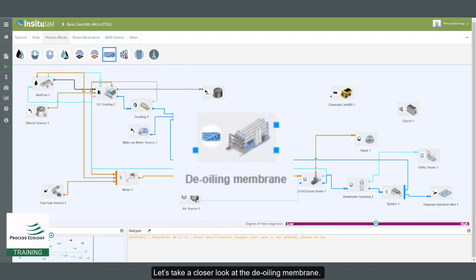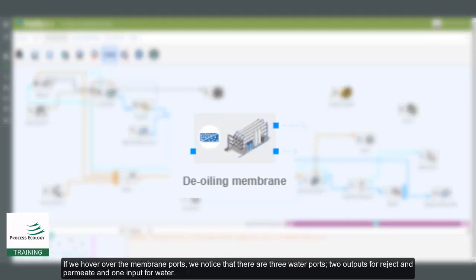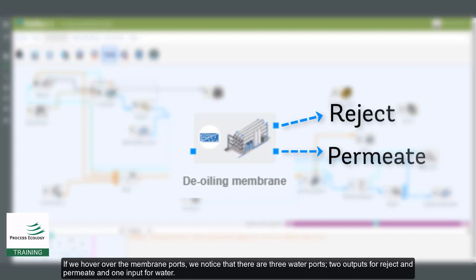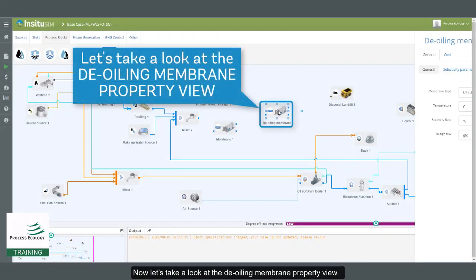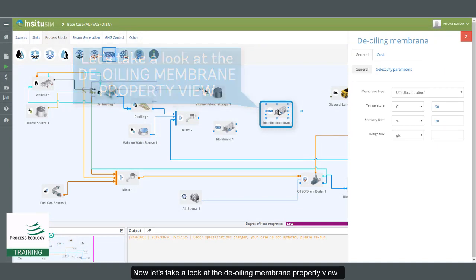Let's take a closer look at the de-oiling membrane. If we hover over the membrane ports, we notice that there are 3 water ports, 2 outputs for reject and permeate, and 1 input for water. Now let's take a look at the de-oiling membrane property view.